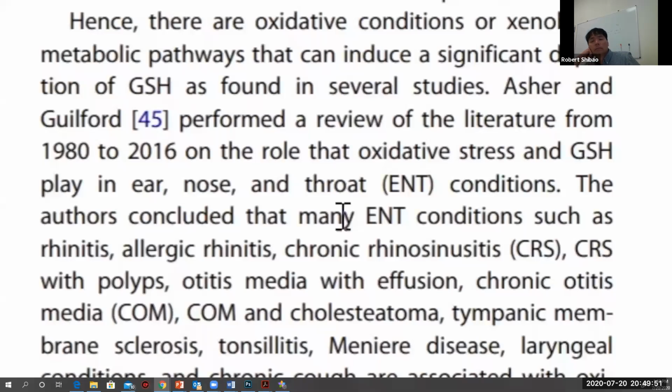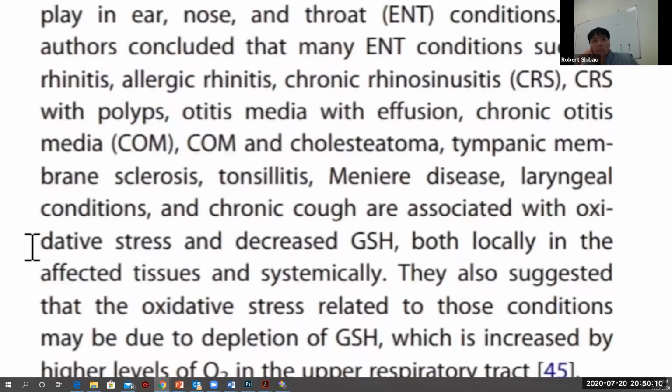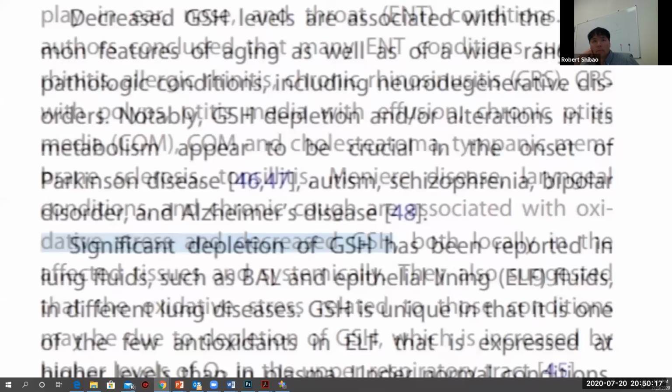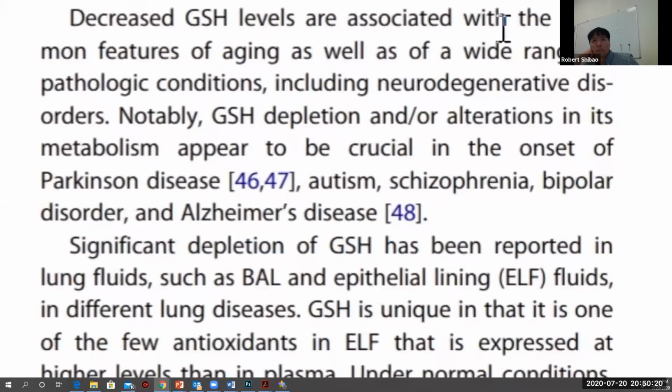The authors concluded that many ENT conditions such as rhinitis, allergic rhinitis, chronic rhinosinusitis with polyps, otitis media with effusion, chronic otitis media, and cholesteatoma, tympanic membrane sclerosis, tonsillitis, Meniere's disease, laryngeal conditions, and chronic cough are associated with, you guessed it, oxidative stress and decreased glutathione, both locally in the affected tissues and systemically. Decreased glutathione levels are also associated with common features of aging, as well as a wide range of pathological conditions.